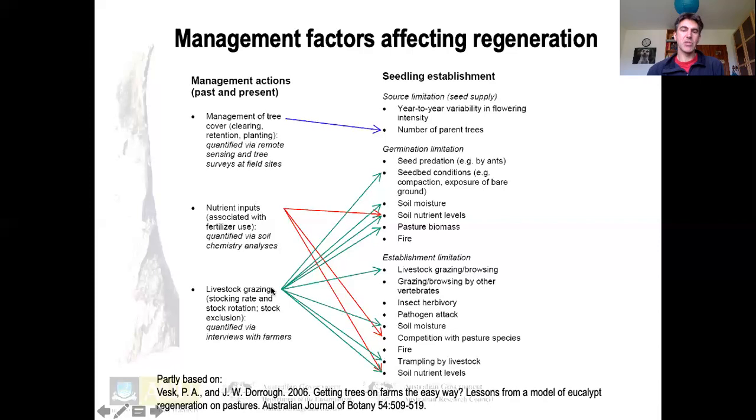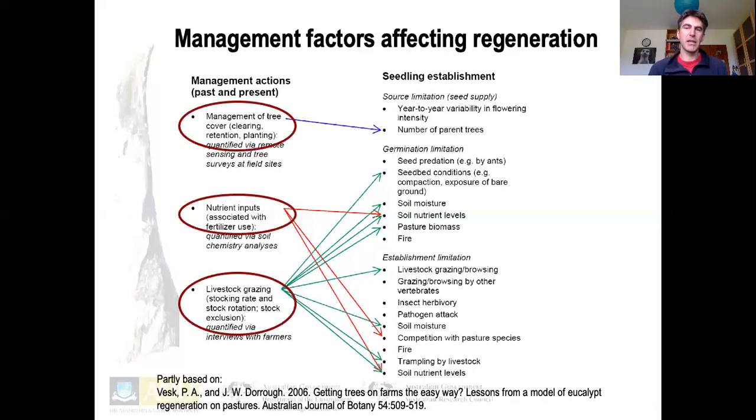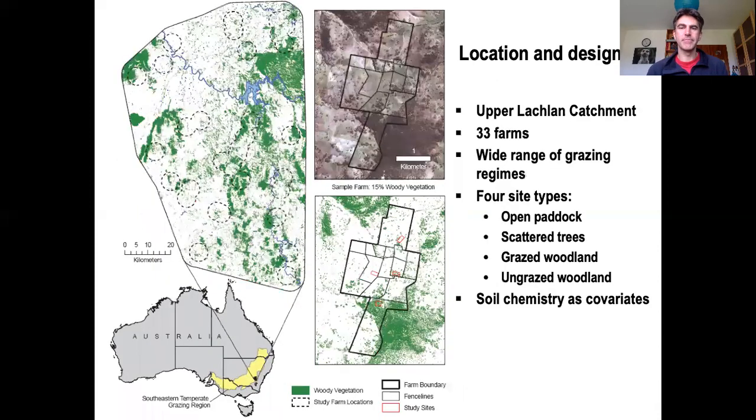And you have grazing regimes that are composed of both the stocking rate, which means how many livestock per unit area, and the degree of stock movement. So stock rotation means if livestock is moving around the landscape, that creates a different kind of disturbance regime from if livestock is located in the same place all year round, say. So we looked at those factors, focusing on 33 different farms around southeastern Australia.